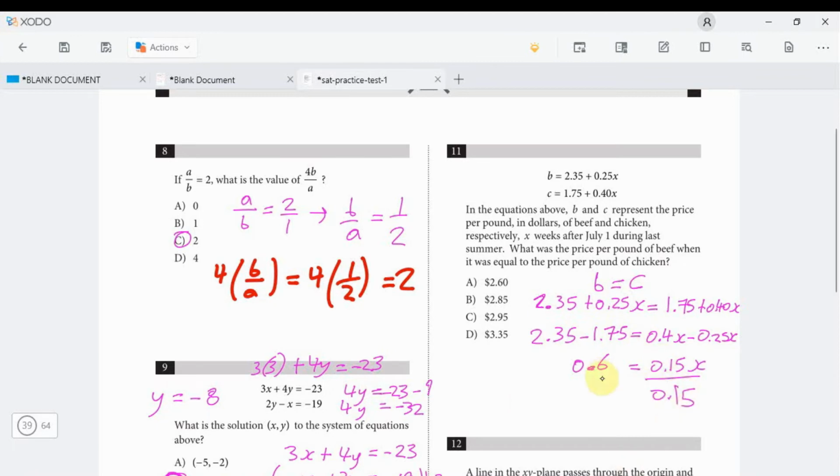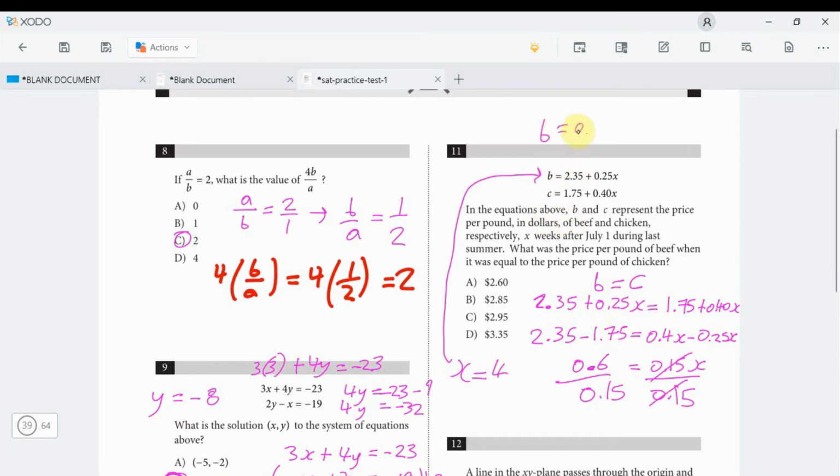Divide by 0.15. So when we divide both sides by 0.15, we get x is equal to 4. Once we get x is 4, we can resubstitute it in any one of the equations. That means after 4 weeks, the prices will be equal. I'm going to use the first equation.